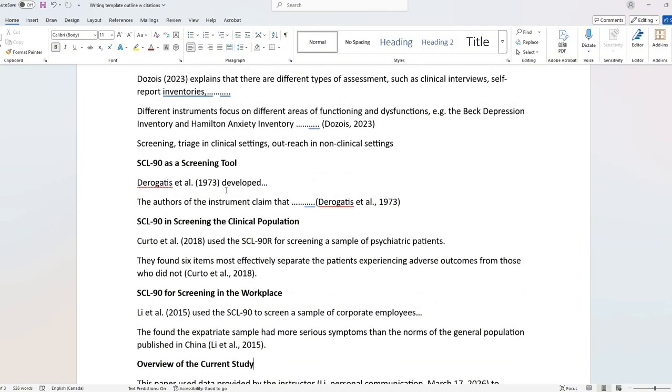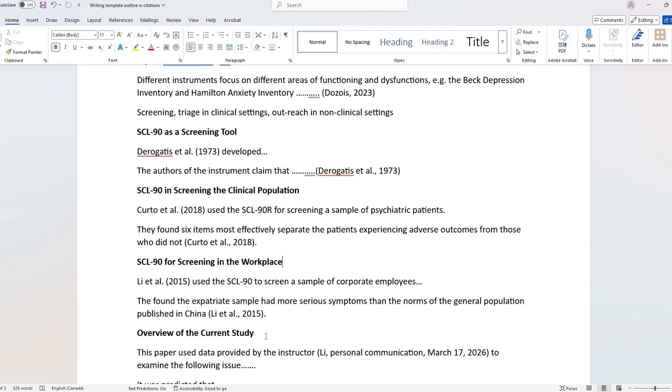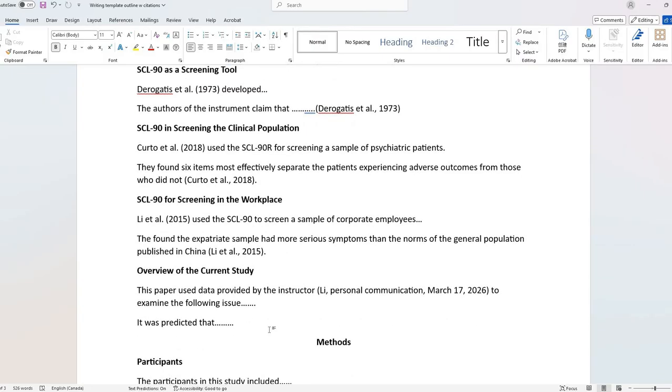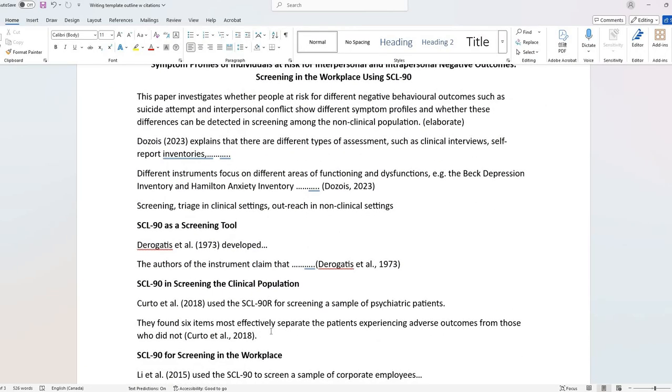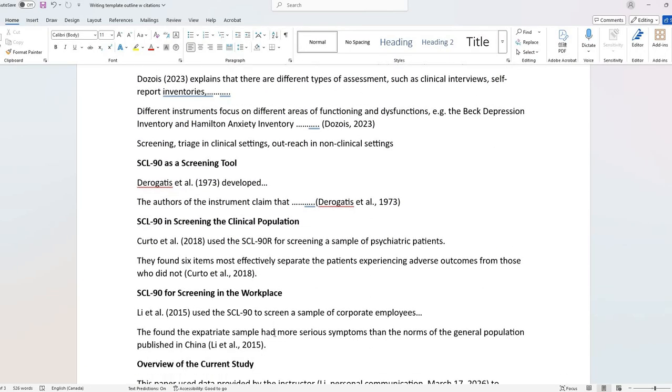Here, these are the level 2 headings. Level 2 headings tell you how many parts you have for this section. What are the key contents in the section?